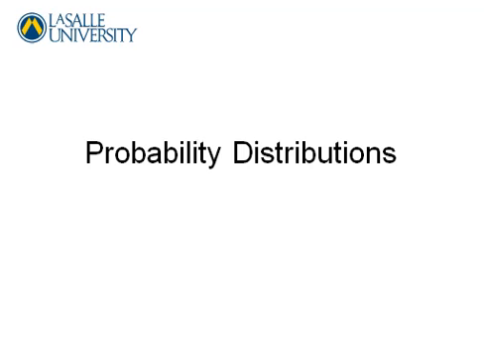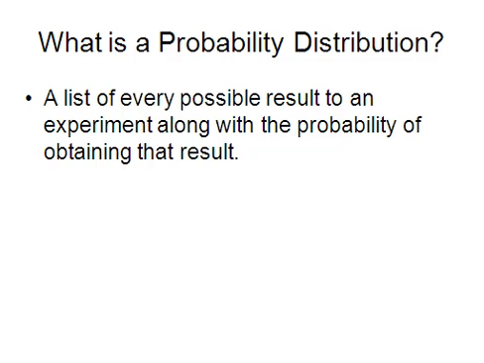All right, this chapter begins our discussion of probability distributions. What is a probability distribution? Well, it's a list of every possible result to an experiment, along with the probability of obtaining that result.